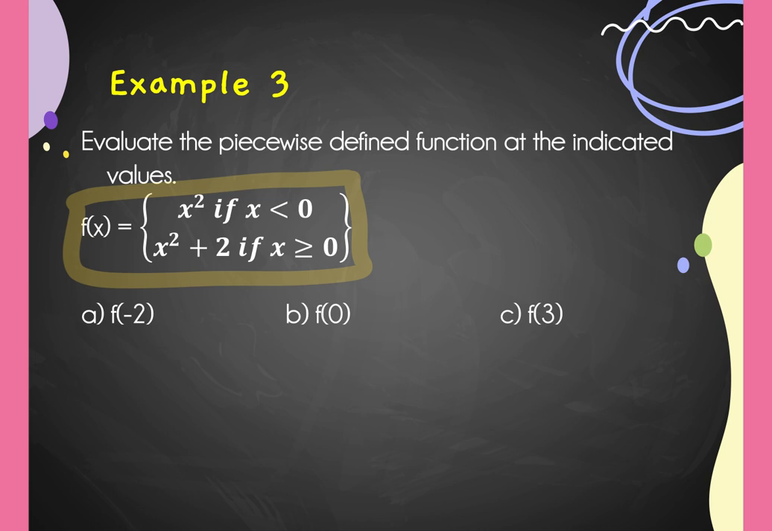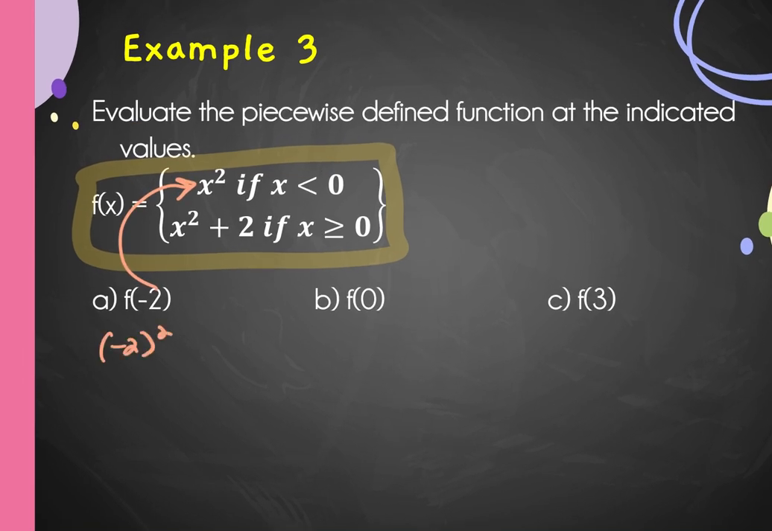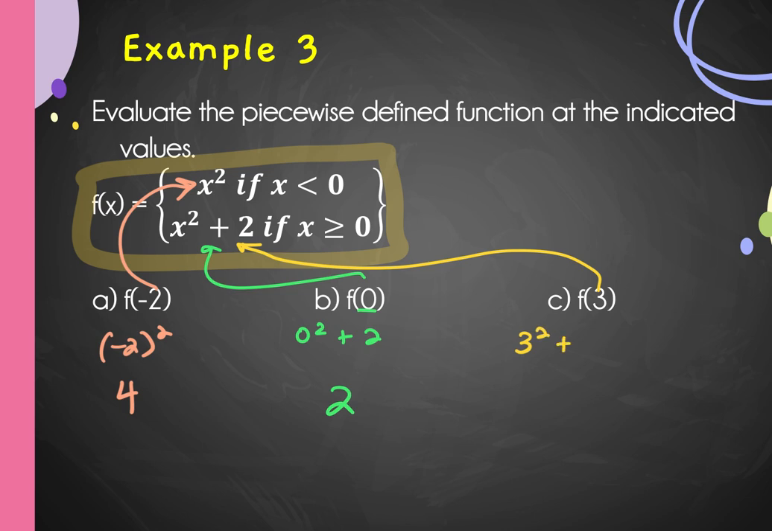So the first thing you have to do when you see something like A, where it says f of -2, is say which of those ranges would -2 fall in? X is less than 0 or x is greater than or equal to 0? Less than, which means I use the x squared. And I literally just get -2 squared, which is 4. Then I go to B. 0. Is 0 less than 0 or greater than or equal to 0? Greater than or equal to. So I get 0 squared plus 2, which is 2. And f of 3, is 3 less than 0 or greater than or equal to 0? Greater than or equal to. So I do 3 squared plus 2. 9 plus 2, or 11.